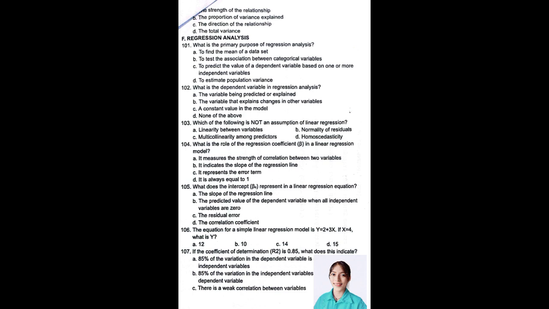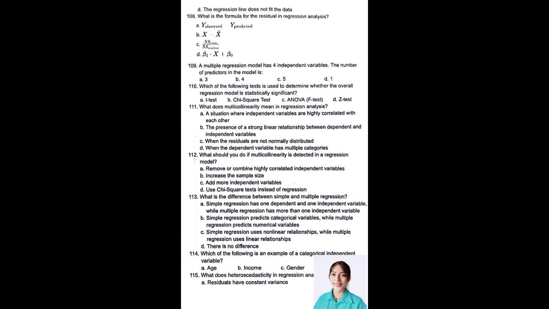Then we have 108. What is the formula for the residual in regression analysis? So that's in option A, which is y observed times y predicted. Then we have 109. A multiple regression model has 4 independent variables. So the number of predictors in the model is 4. So that's in option B.